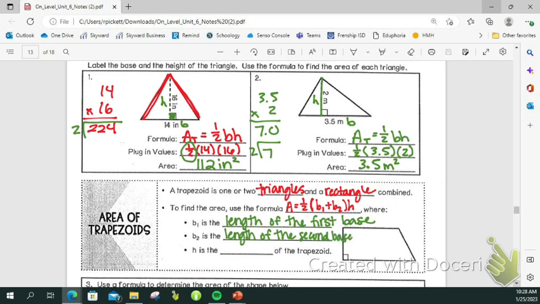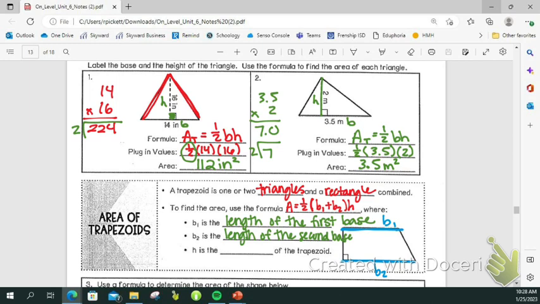And the bases are the lines that are parallel to each other, that never touch. In this picture, it is this top line and the bottom line. If those were to go on forever, they would never touch. So those are our bases. It does not matter which one is base 1 and base 2. So I'm just going to put base 1 at the top and base 2 at the bottom.